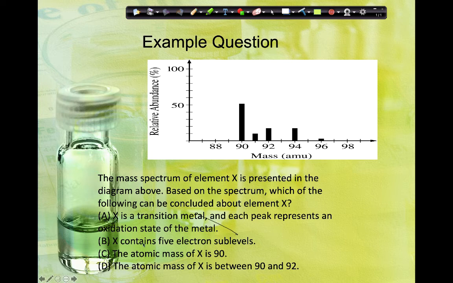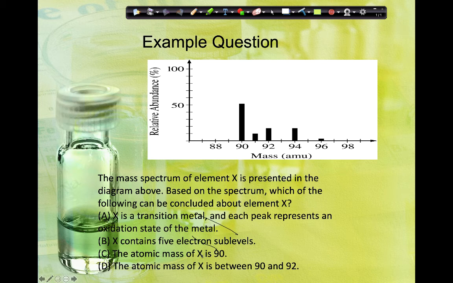B, X contains 5 electron sublevels. Again, this diagram is showing you the mass. This has nothing to do with the electrons. If it contains 5 electron sublevels, I can maybe tell that with a PES diagram, but not with a mass spectrum. So that is not going to be the answer.